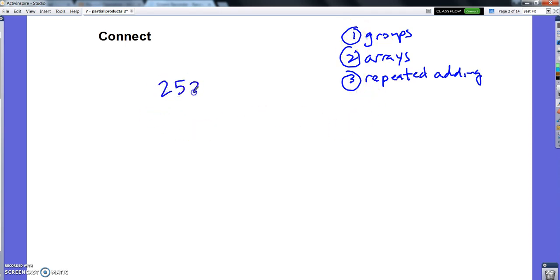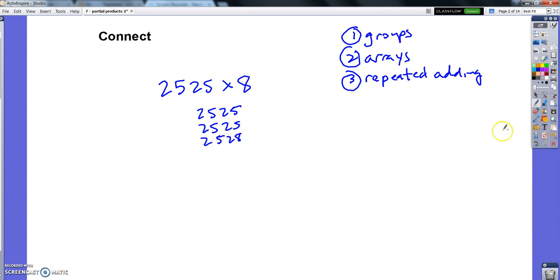When we multiplied numbers like this, we ran into groups not being really possible. I couldn't make that many groups. Or I could make eight groups, but I couldn't put that many things in the groups. And even if I did, it'd be too many things to count. An array is the same thing. I don't want to make an array with this many rows or columns. And even if I did, I wouldn't want to count all of them. Repeated adding was okay. It would have been possible, I think, to do. You could have probably added those eight times and been okay.